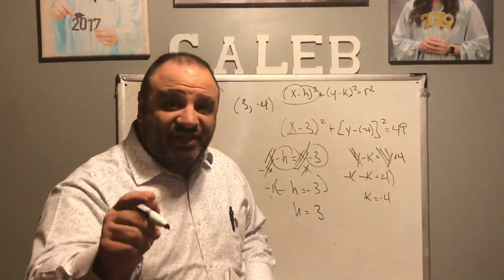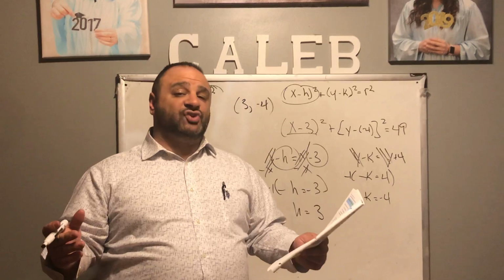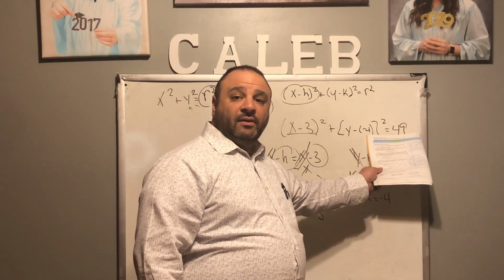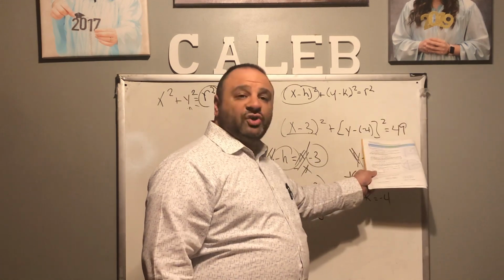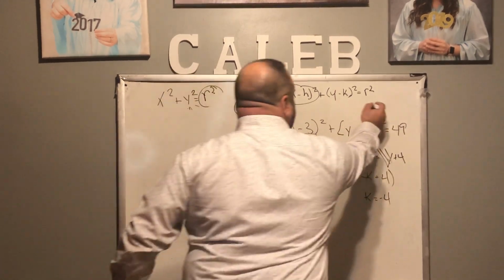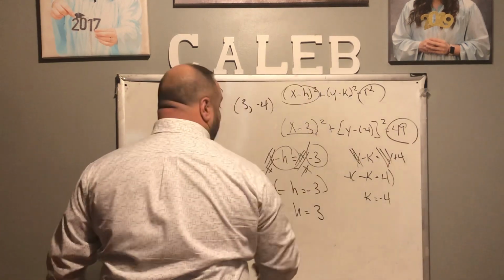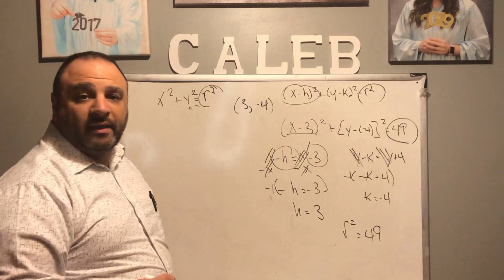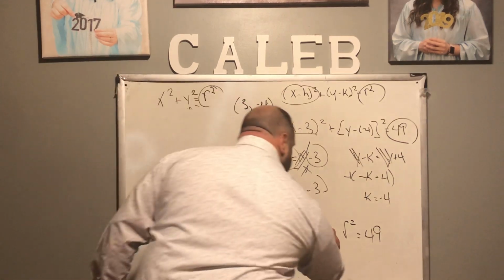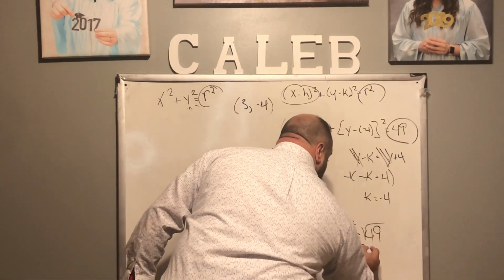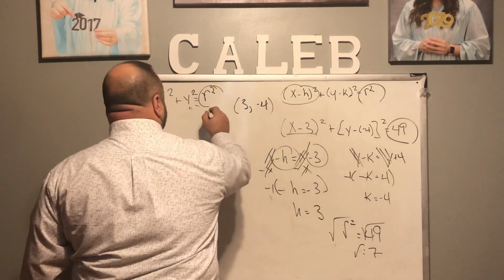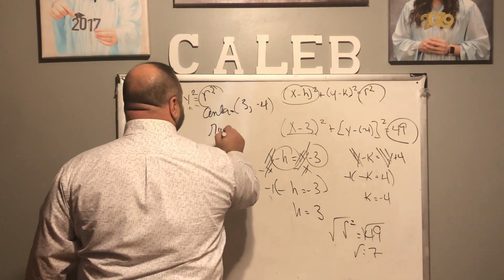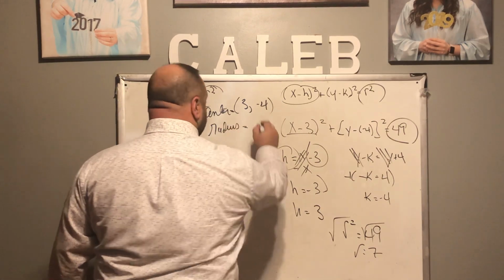Now we need the radius to find how big the circle is. How do I find the radius? Well, here it is. We have 49. So r squared equals, here's the last element of our equation, r squared equals 49. And then all we have to do is find the square root of both sides. r equals 7. So our center is 3, negative 4, and our radius is 7.